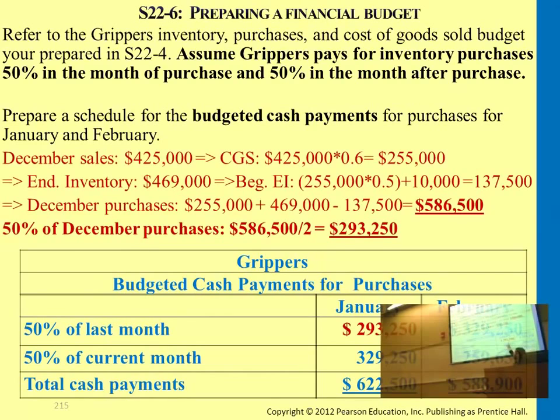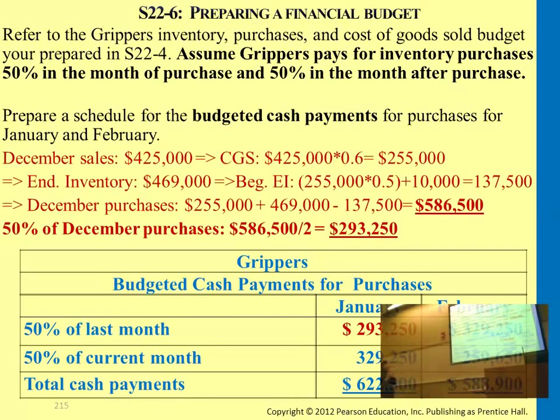Okay, what's critical here is December's purchases. If you're paying half of that, you need to figure out December's purchases first. So once again, for December's purchases, we need to trace back to December's expected sales, which is given to you, $425,000. Then, second question is, based on the sales, what is the expected cost of goods sold? 60% of sales. So that will give you $255,000 as cost of goods sold.